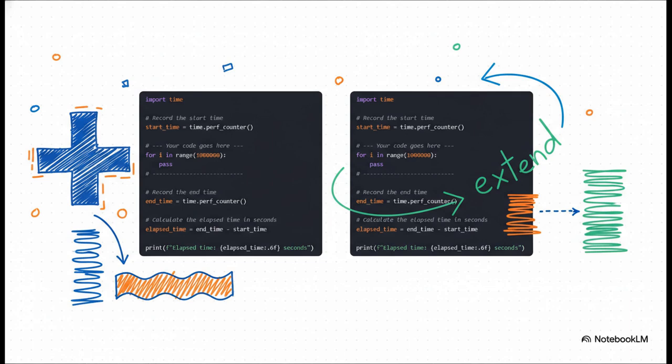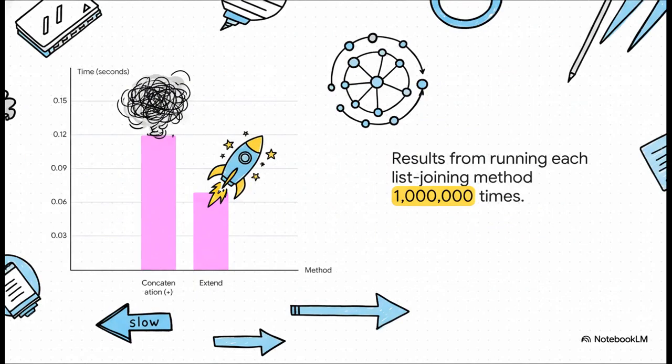Okay, we're going to have a little race here. We're going to test 2 different ways to combine lists. And to make it interesting, we're going to do it 1,000,000 times. Method 1 is super simple, just using a plus sign. Method 2 uses a specific command called extend. On the surface, it looks like they do the exact same thing, but let's see what the stopwatch has to say. And wow, the results are in and it's not even close.